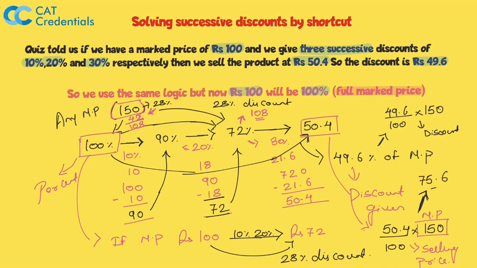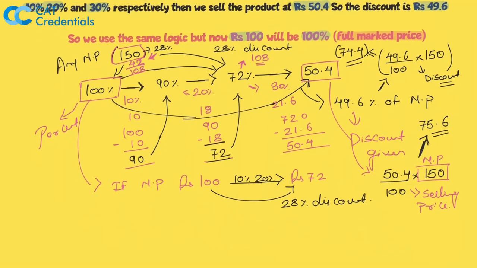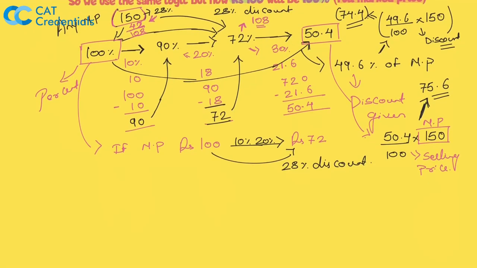So 50.4% of 150 is 75.6. That will be my selling price when the mark price is rupees 150. And if I ask you what is the discount given, you will tell me 49.6% of 150, which is 74.4. That is the discount given on the mark price of rupees 150. Make sure the only thing that changes is the mark price. I'll give you any mark price, but the method will remain the same. All you have to remember is the percentage method and how to use it to get to the discount and the selling price.